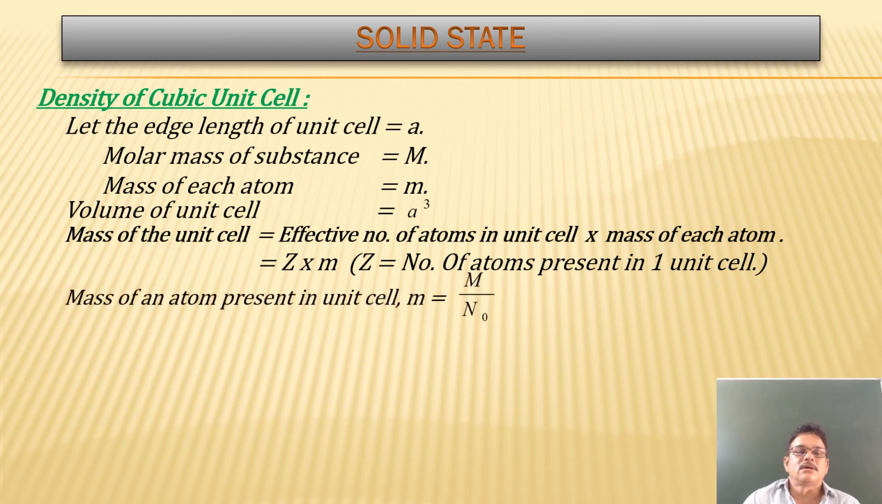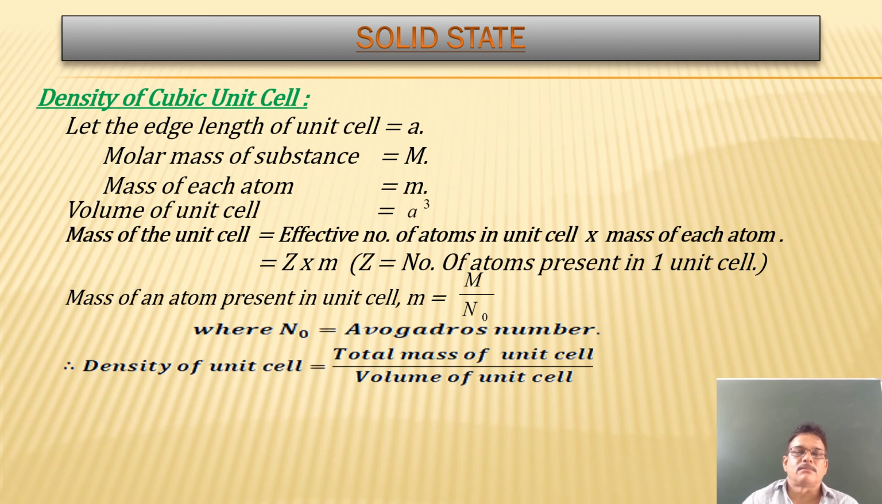Next, mass of an atom present in unit cell, small m, is equal to capital M by N naught. Capital M is the molar mass and N naught is the Avogadro's number. Capital M is the mass of Avogadro's number of atoms. So mass of each atom is capital M by N naught, where N naught is the Avogadro's number.